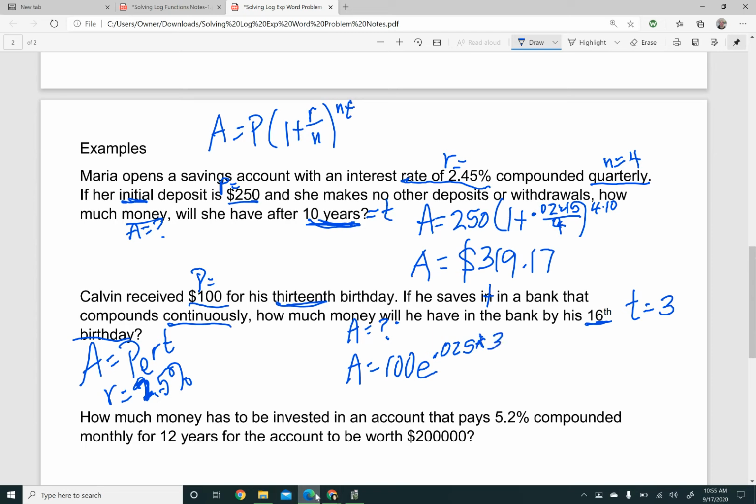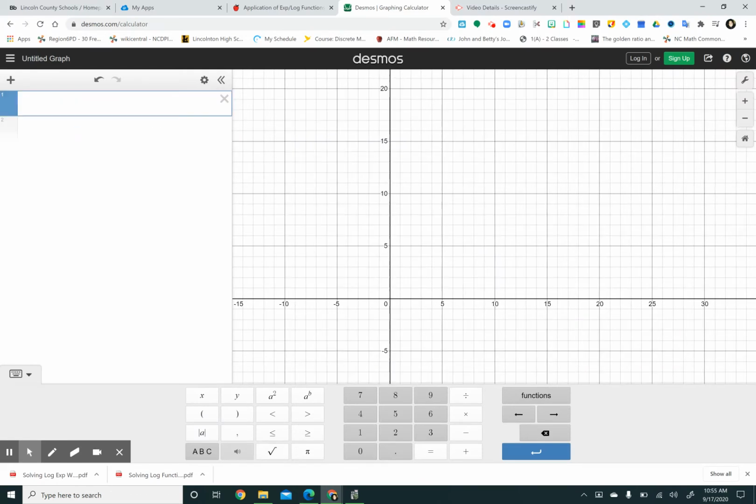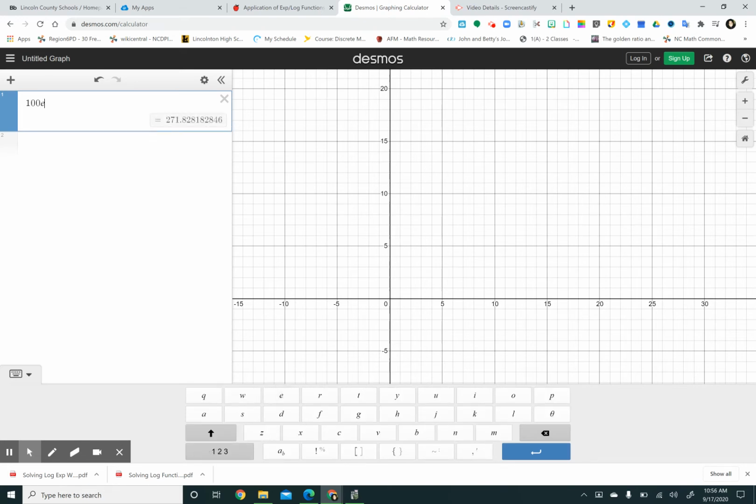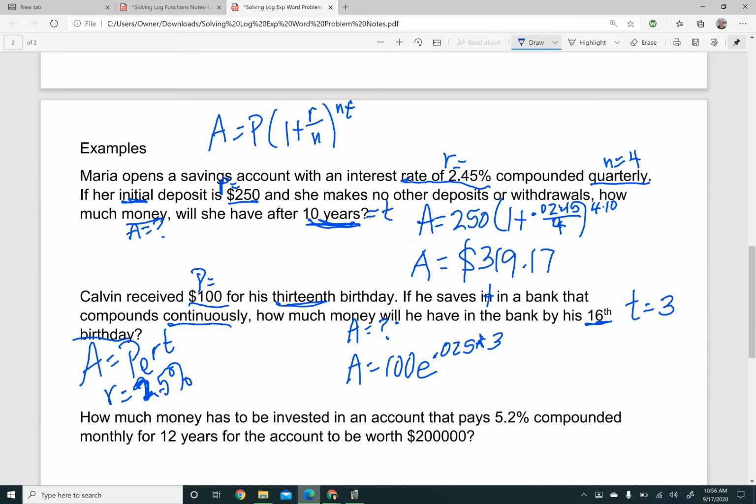So we go right to our trusty Desmos. And we tell Desmos to put it in exactly like we want. 100, parentheses. Well, we don't need the parentheses there. We go ABC, E, raised to the, here's where the parentheses need to come in, 0.025 times 3. And our answer is 107 and 79 cents. So 107 and 79 cents.